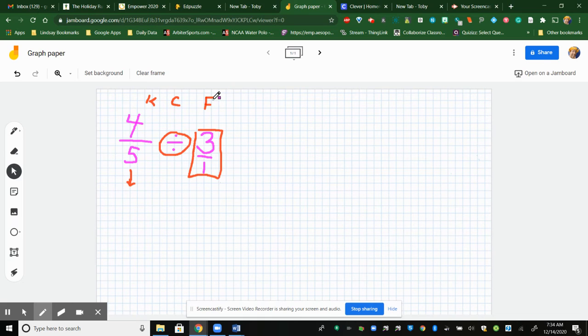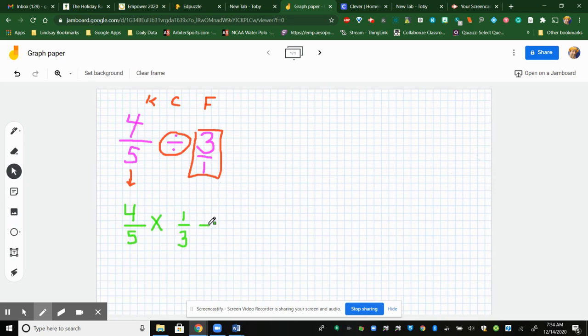So now we're going to do the keep, change, flip. So I'm going to write it as 4/5. That stays the same. I'm going to change my symbol to multiplication. Instead of 3/1, I'm going to flip that to 1/3.